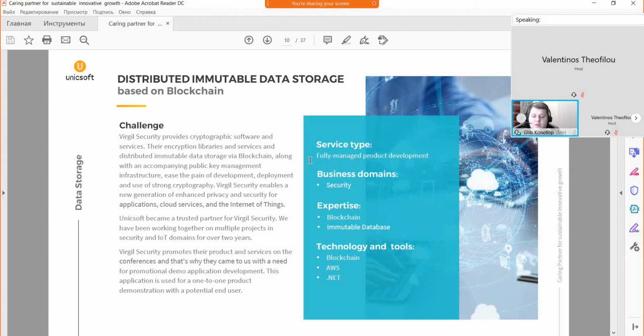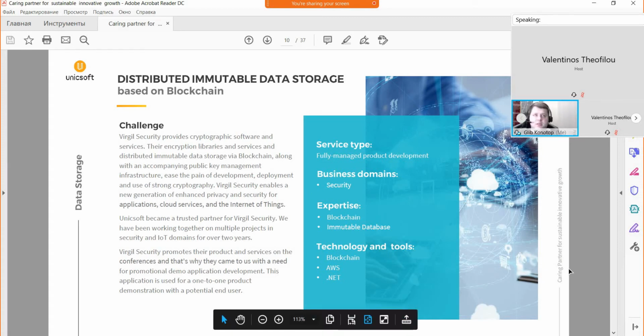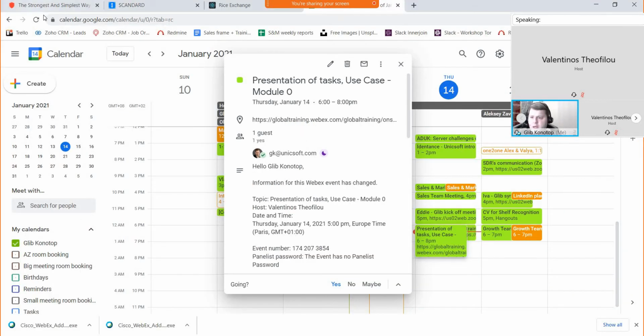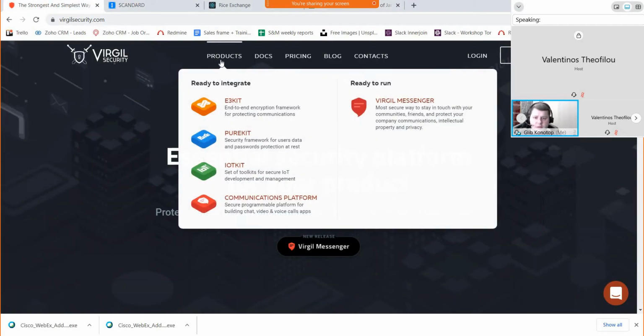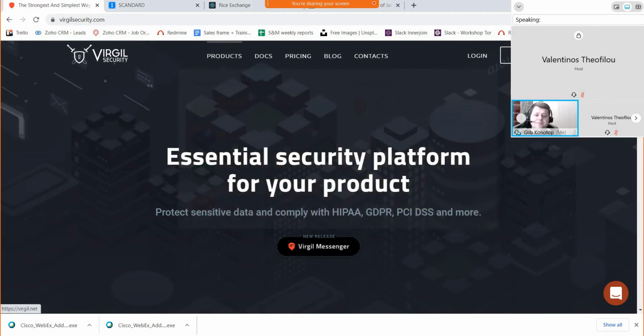One of our partners from the United States, a company called Virgil Security, asked us to help. They provide different cryptographic software, helping companies with the security of calls, videos, documents, communications, data transfer, and so on. By the way, here is their website. You can check the products they are building.